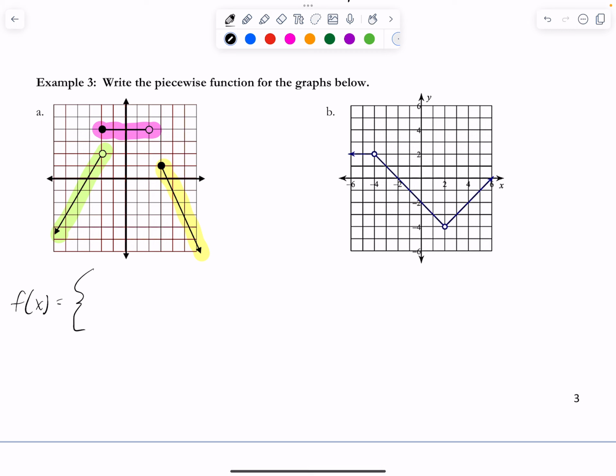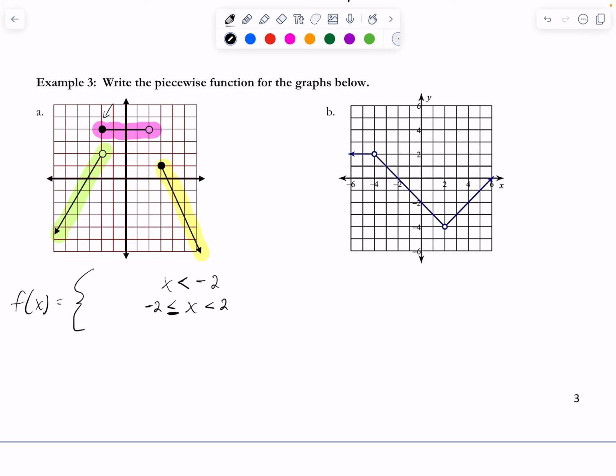So I'm going to start going left to right. This first inequality looks like my x values are going from negative infinity to negative 2, but not including 2. So I'm going to say x is less than negative 2. Notice I didn't use the or equal to because that's an open circle there. And then the next piece highlighted in pink is going to be between negative 2 and positive 2, but I'm going to use an or equal to on this one because of that filled in circle there.